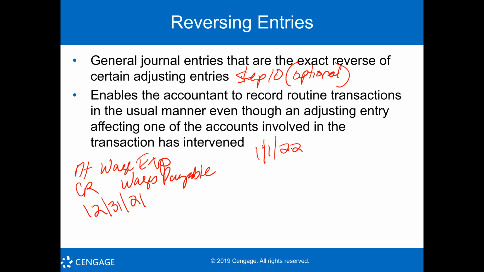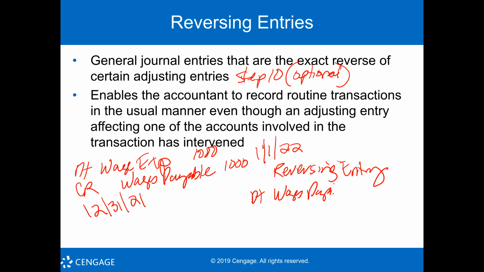We would reverse this out. So let's say we debited wage expense for 1,000, we credited wages payable for 1,000. We would just flip-flop it. We do the opposite. So the reversing entry would be a debit to wages payable for 1,000, a credit to wage expense for 1,000. So a reversing entry is just the exact opposite of the initial adjusting entry.